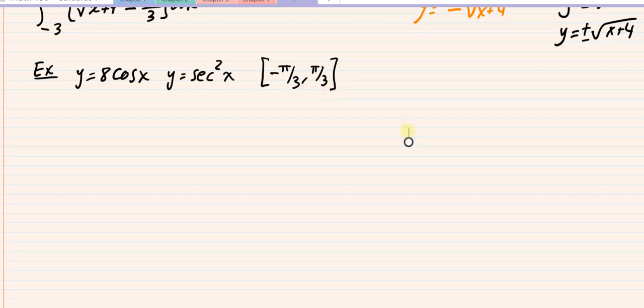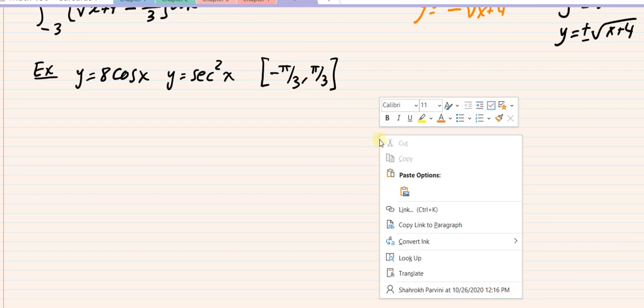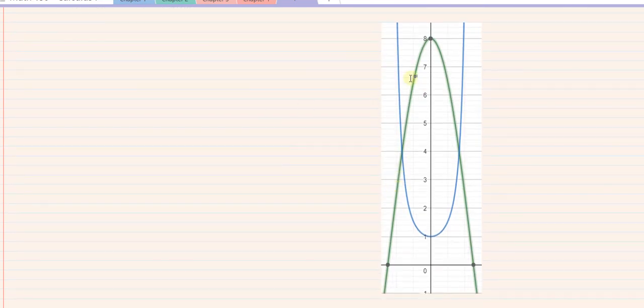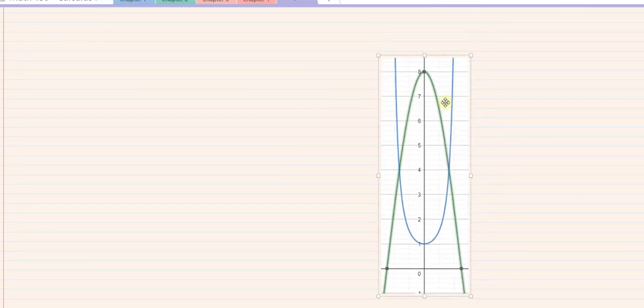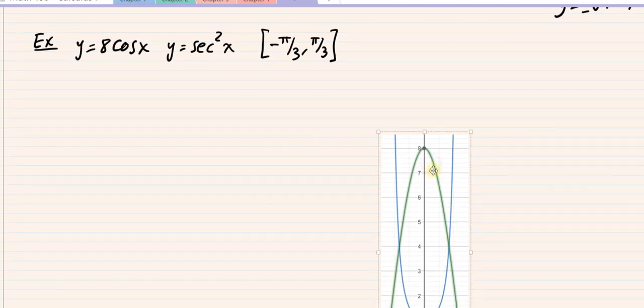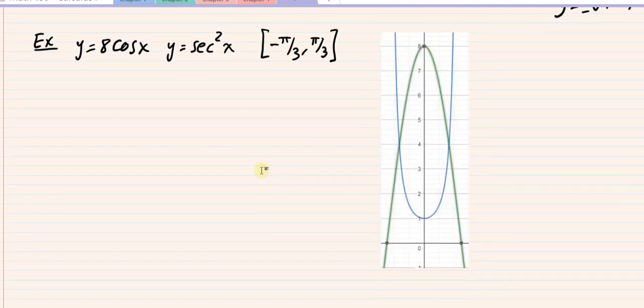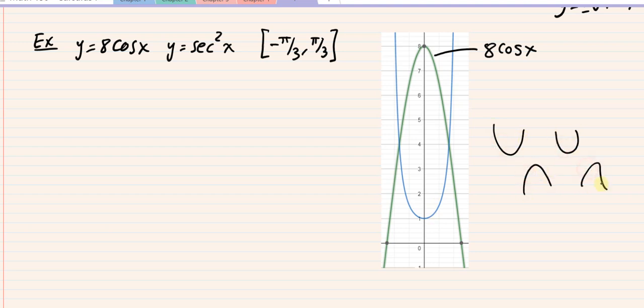If we take a look at the graph of this, just to help you see what it will look like, there you go, this is what the graph is. The function above is the 8 cos x function. That's what this one is. The one below it is a portion of the secant squared x. Remember, the secant function looks like this. We're just looking at one of those upturns.